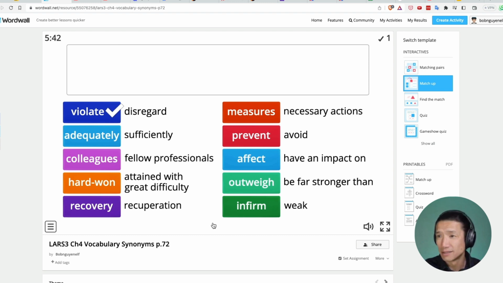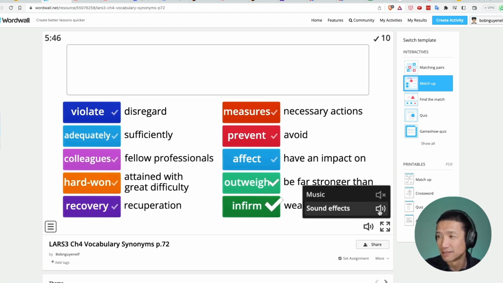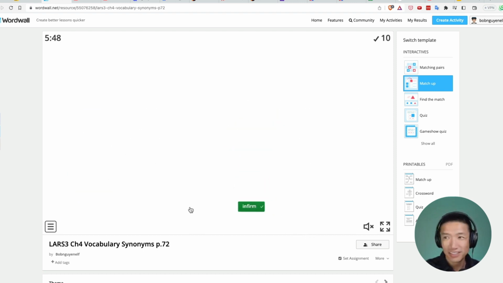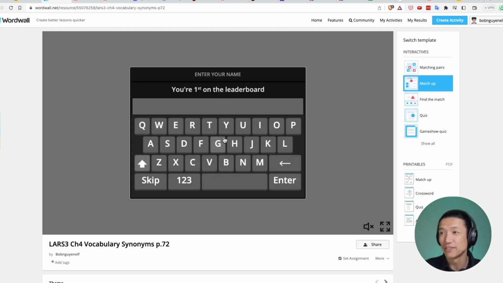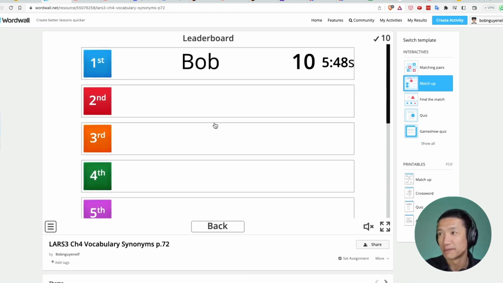Submit. Oh, it's going to play the song. All right, took me way too long. But if you guys are doing this, try to beat my score. Okay? Do these practices.